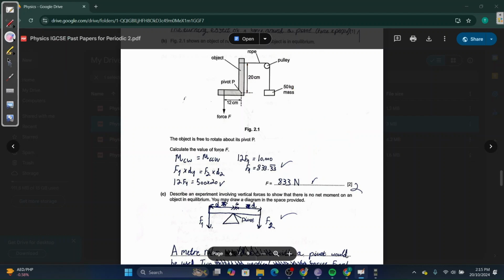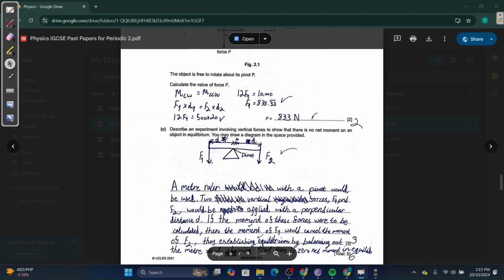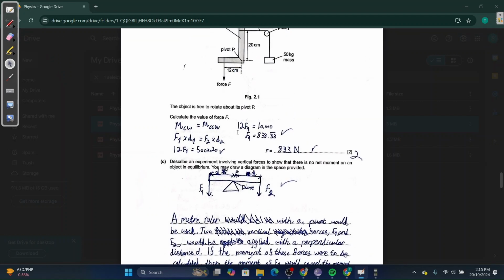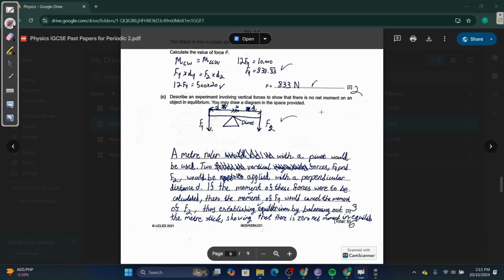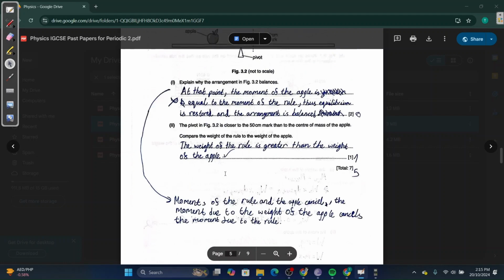Okay. Part C. Describe an experiment involving vertical forces to show that there is no net moment on an object in equilibrium. You may draw a diagram. We're going to use the one in the book, the ruler with the pivot and two forces. Basically, for this one, you need to look at the book. I didn't look at the book, and I have it memorized because of how many times they asked it in the exams, and I think they asked it in a past paper here.